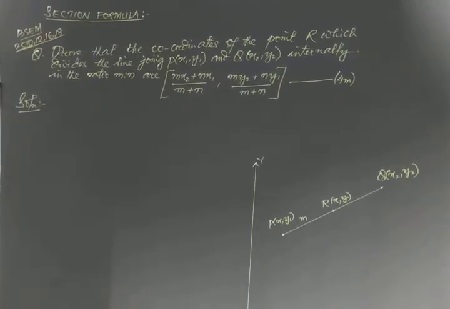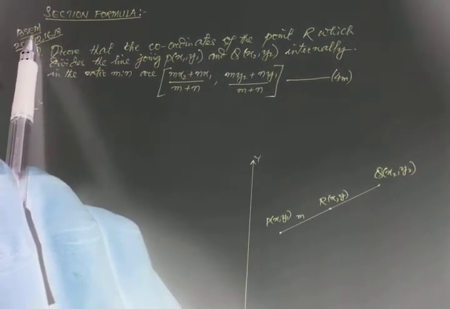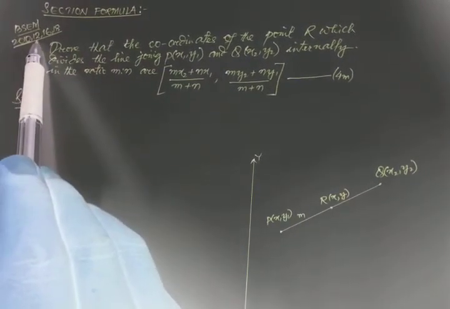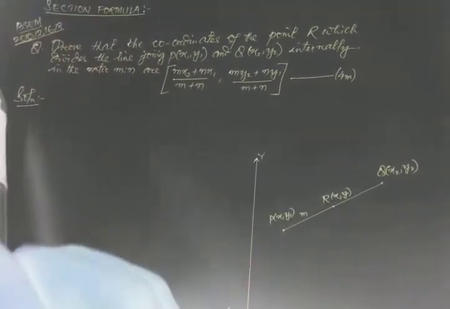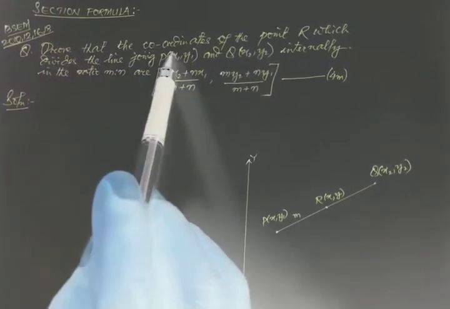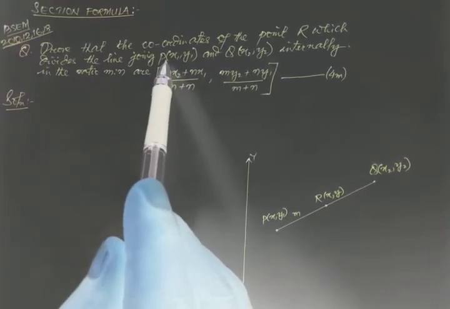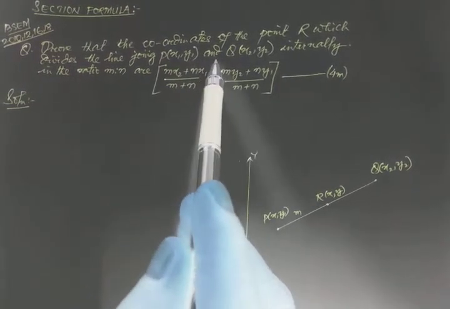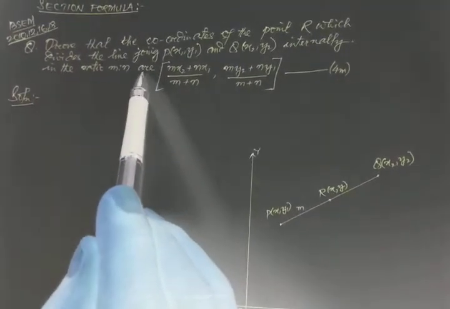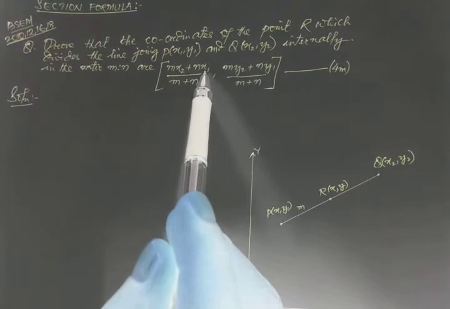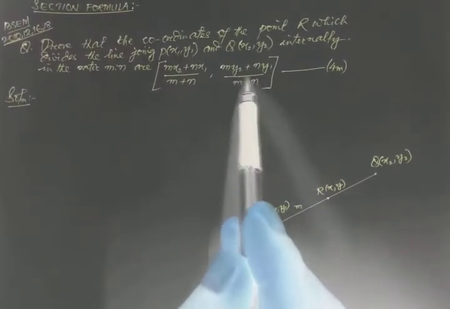Alright, let us prove the section formula. This question was asked in the Board of Secondary Education Manipur 2010, 2012, 2016 and 2018, carrying 4 marks. The question is, prove that the coordinates of the point R, which divides the line joining P(x1, y1) and Q(x2, y2) internally in the ratio m is to n, are (mx2 + nx1)/(m + n), (my2 + ny1)/(m + n).